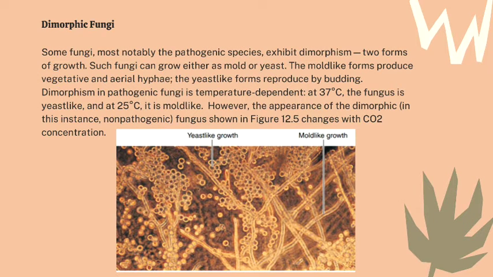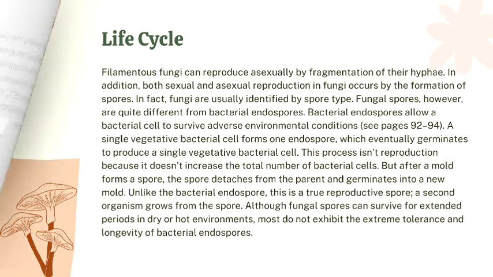Dimorphic fungi. Some fungi, most notably the pathogenic species, exhibit dimorphism. Two forms of growth means such fungi can grow either as a mold or as a yeast. The mold-like forms produce vegetative and aerial hyphae. The yeast-like forms reproduce by budding. Dimorphism in pathogenic fungi is temperature dependent. At 37 degrees Celsius the fungus is yeast-like, and at 25 degrees Celsius it is mold-like. However, the appearance of the dimorphic non-pathogenic fungus shown in figure 12.5 changes with CO2 concentration.